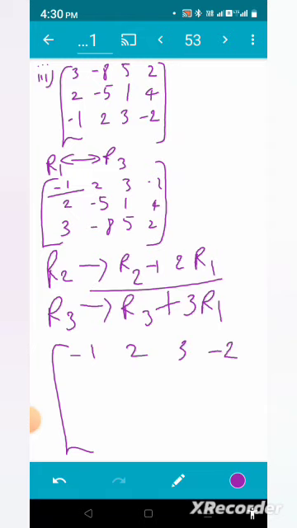So from this equation I get minus 1, 2, 3, the first row is not changed. The second row is R2 plus 2 R1. Multiply with 2. R2 is 2 into minus 2. 2 minus 2, that is 0 here. Minus 5 into 2, that is minus 5 plus 4. That is minus 1.